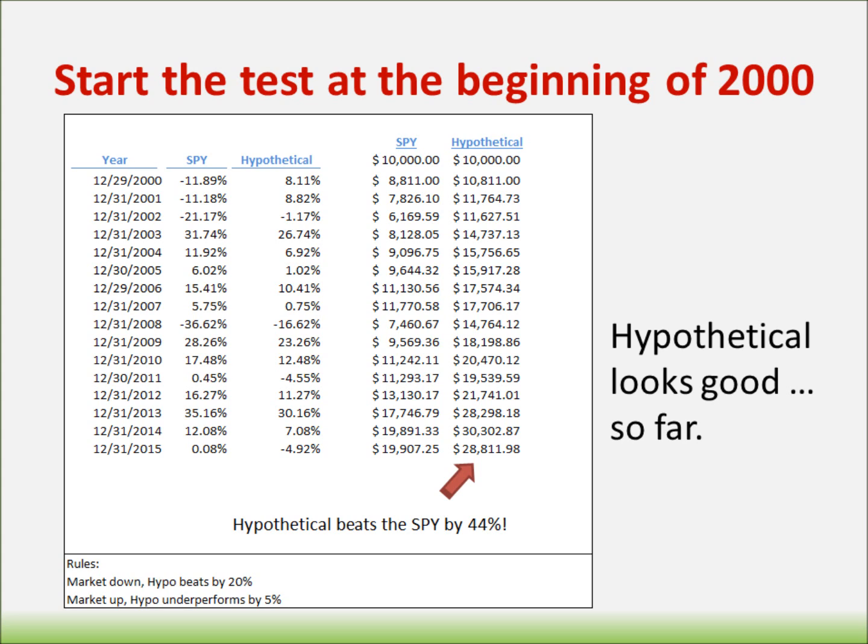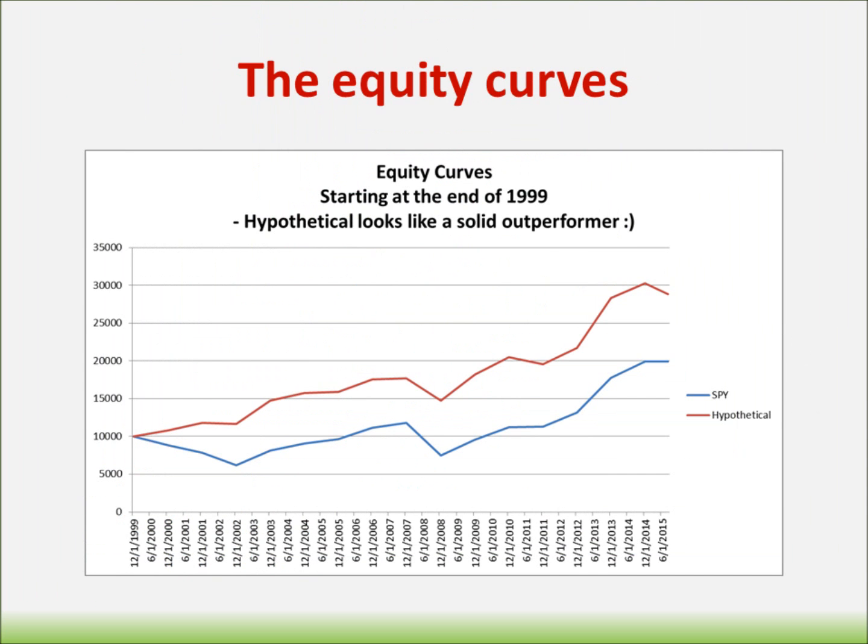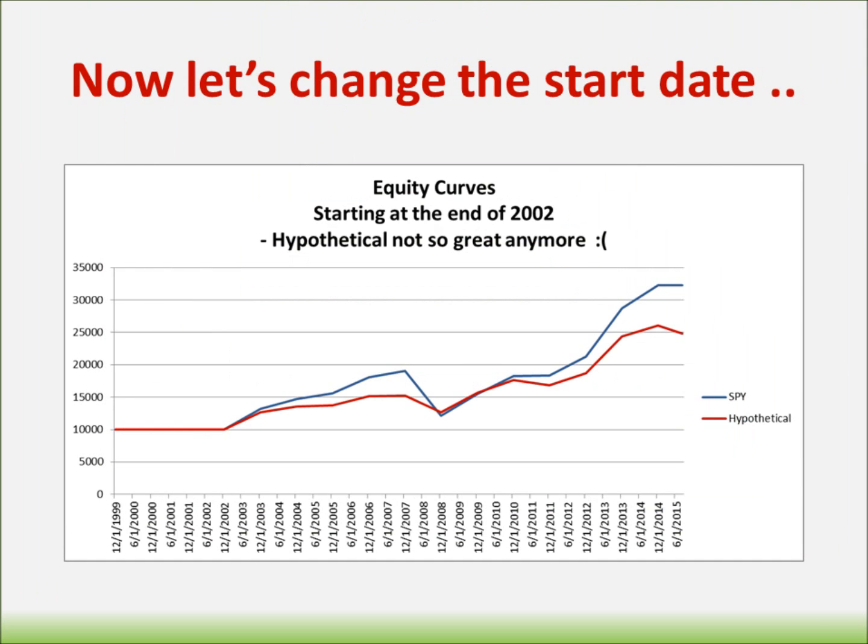So that was starting at the beginning of the year 2000, and the hypothetical strategy looks pretty good. This shows what the equity curves look like, and you can see the hypothetical in red is a solid outperformer from start to finish. It looks great, consistent outperformance all the way through. Now, what we're going to do is change the start date. Instead of starting at the end of 1999, we're going to start it at the end of 2002. And unfortunately, it does not look so good anymore because now the hypothetical strategy essentially underperforms for the entire period.